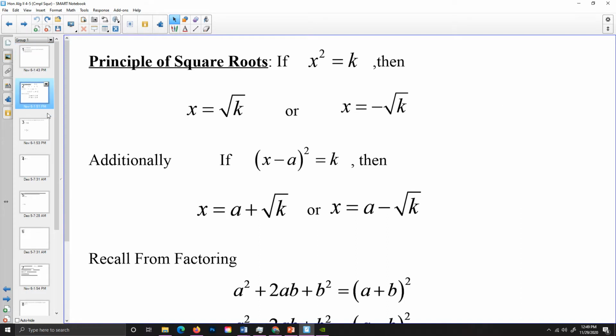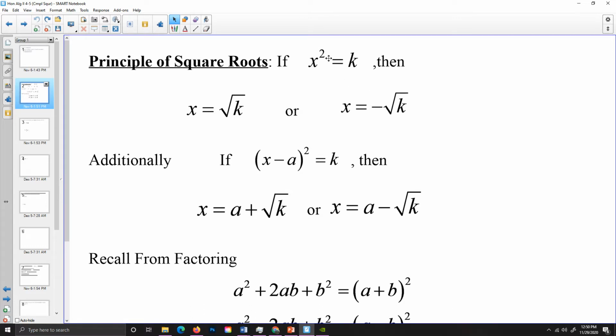The principle of square roots says this: if you know an expression is x squared equal to some constant k, then you can say that x is equal to either the positive square root of k, or x is equal to the negative square root of k. That makes sense because if we were to square a positive value, we would get a positive value. And if we were to square a negative value, we would still get a positive value.